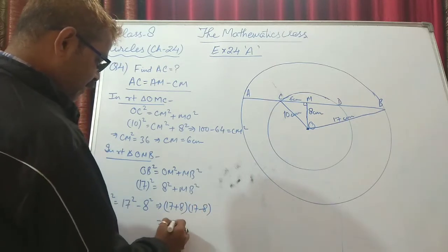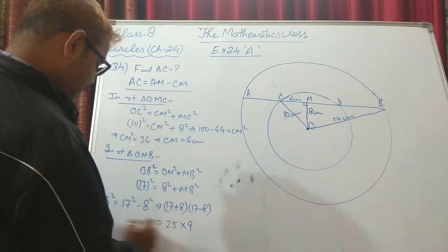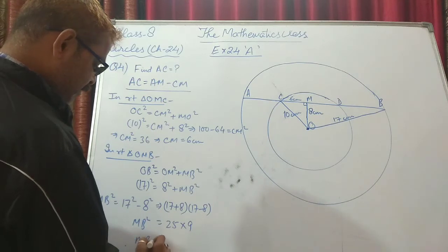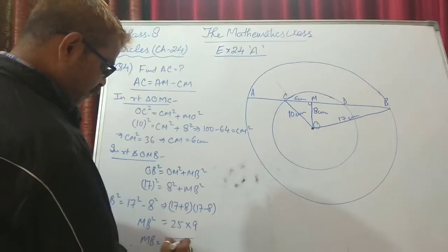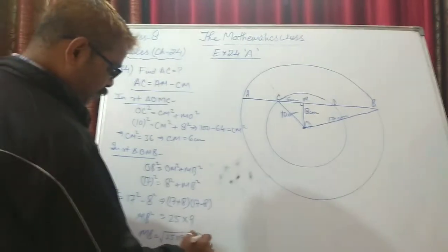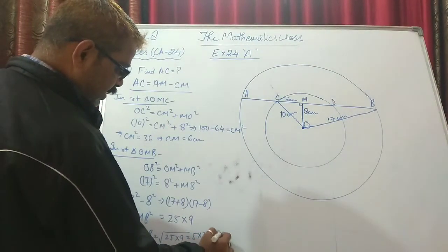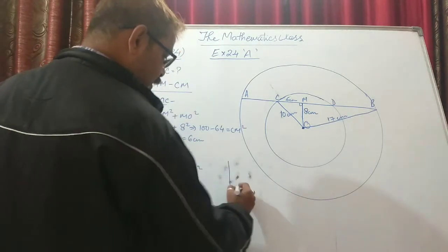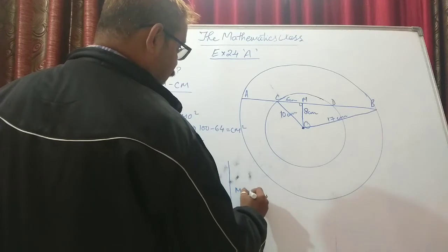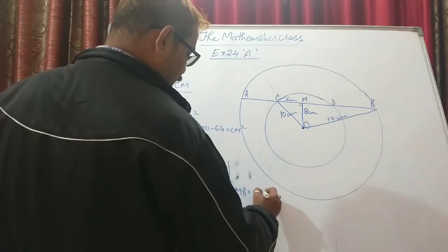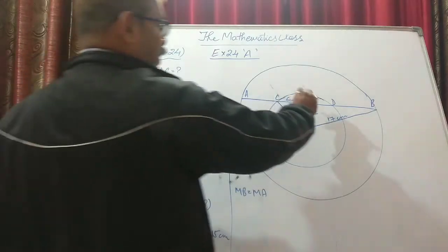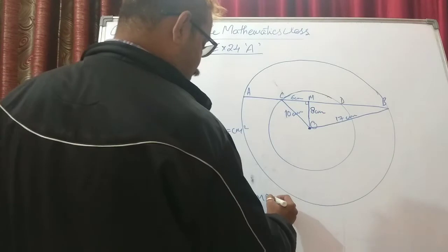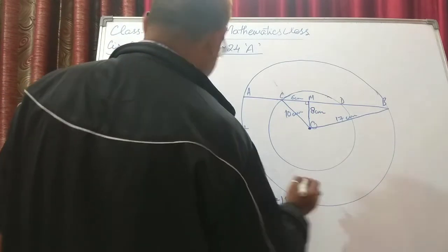17 plus 8 is 25. 17 minus 8 is 9. So that is MB square, which implies that MB will be under root of 25 into 9, that is 5 into 3, and that is 15 centimeter. So we got MB as 15 centimeter. MB is same as MA because point M bisects the chord AB. So that comes out to be 15 centimeters.